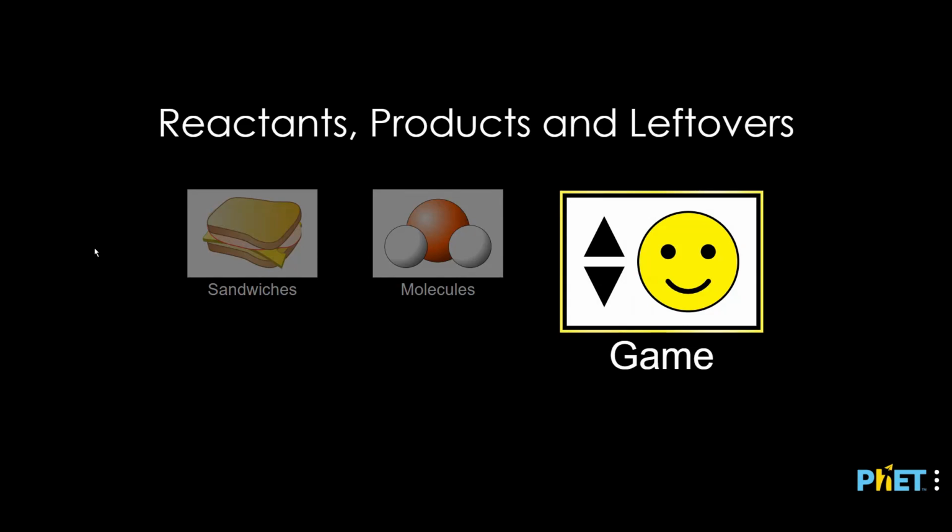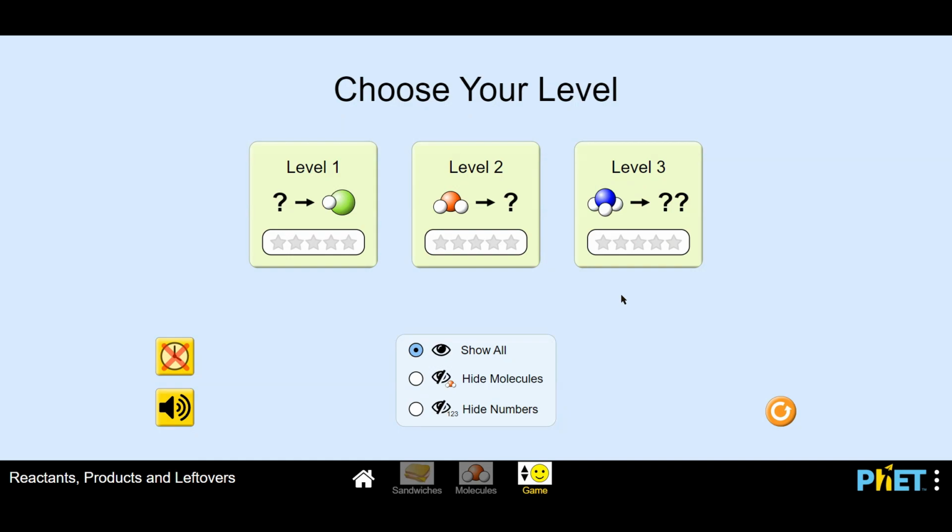In this video, we're going to look at the reactants, products, and leftovers PhET simulation again, but this time we're going to look at the game. When you click on the game, there are a couple of options at the bottom to show all, hide the molecules, or hide the numbers. If you hide the molecules or numbers, it will just make the game a little bit more difficult, which is a good challenge, but we're going to start by just showing all.